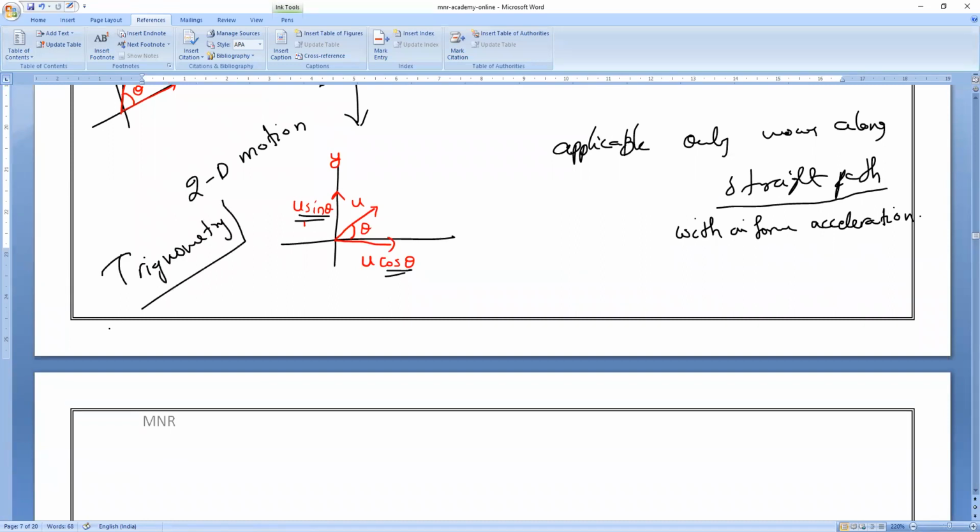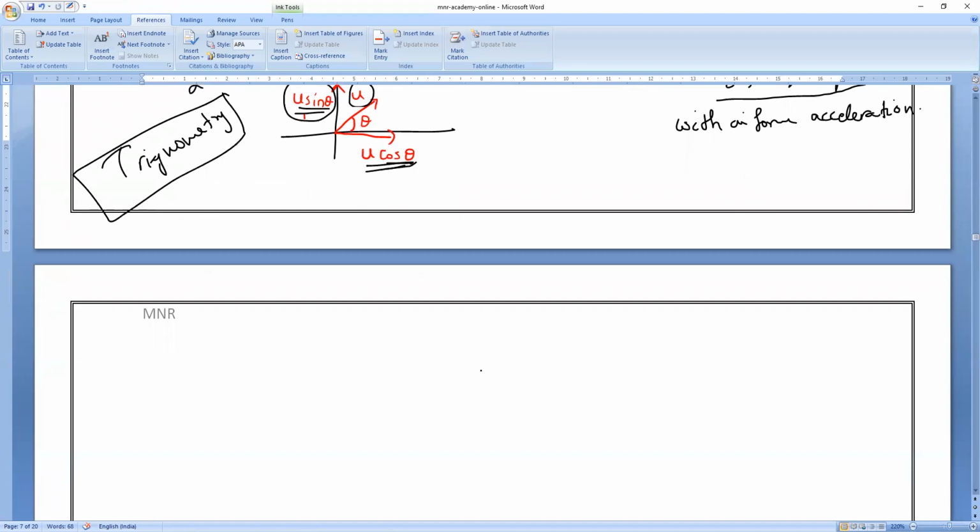In projectile motion, you cannot take the initial velocity u directly. On the x-axis, the initial velocity is u cos theta, and on the y-axis the initial velocity is u sin theta. Listen very carefully: if theta is given here, then wherever theta comes, that side becomes u cos theta, and the opposite side becomes u sin theta.